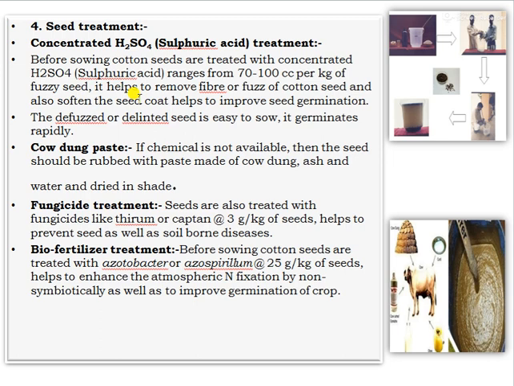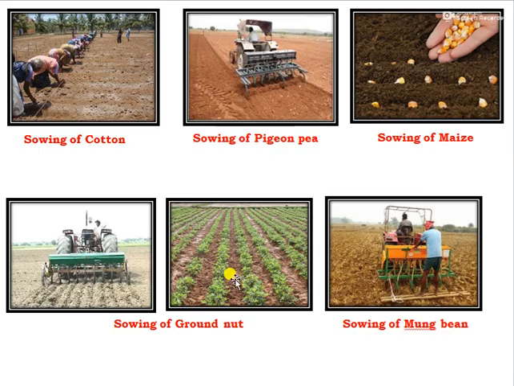Then another treatment, that is cow dung paste. If the chemical is not available, then seeds should be rubbed with a paste made of cow dung, ash and water and dried in the shade. Then fungicide treatment: seeds are also treated with fungicide like thiram or captan at the rate of 3 gram per kg of seeds. It helps prevent seed as well as soil-borne diseases. And the biofertilizer treatment: before sowing cotton, seeds are treated with azotobacter or azospirillum at the rate of 25 gram per kg of seeds. It helps enhance atmospheric nitrogen fixation non-symbiotically and also improves the germination of the crop.